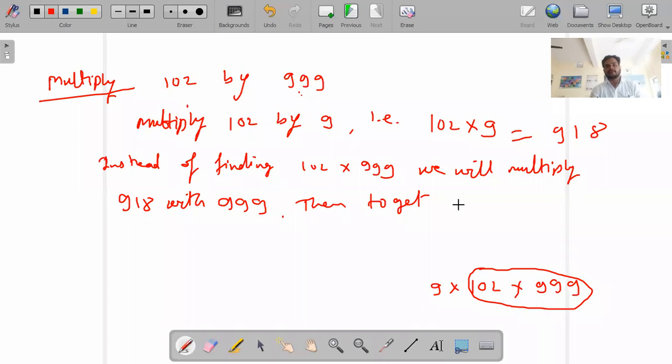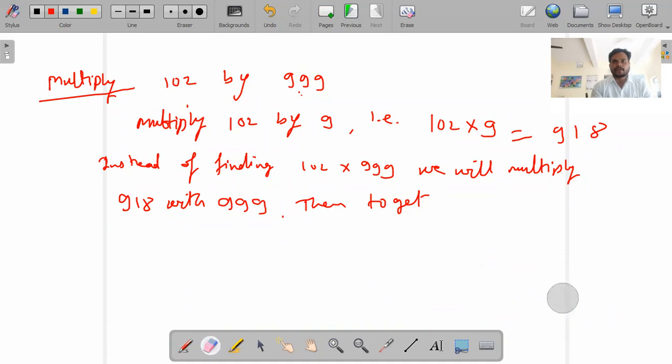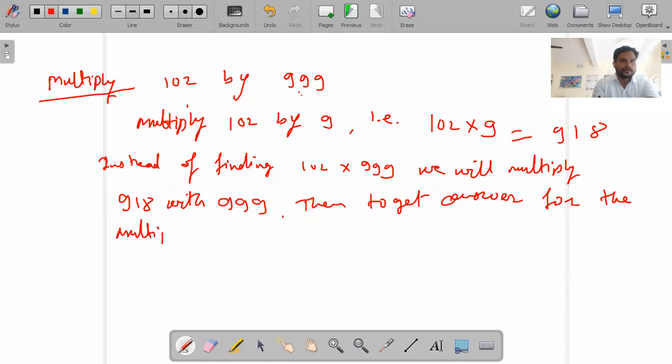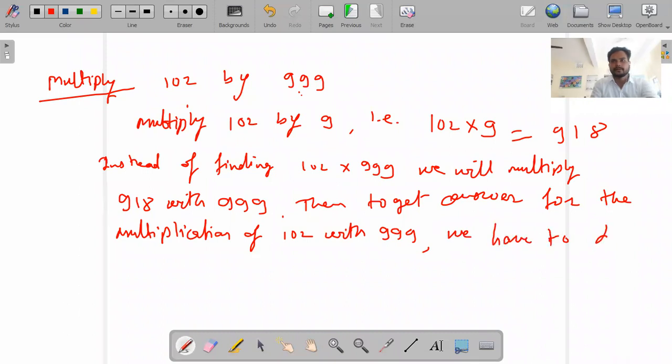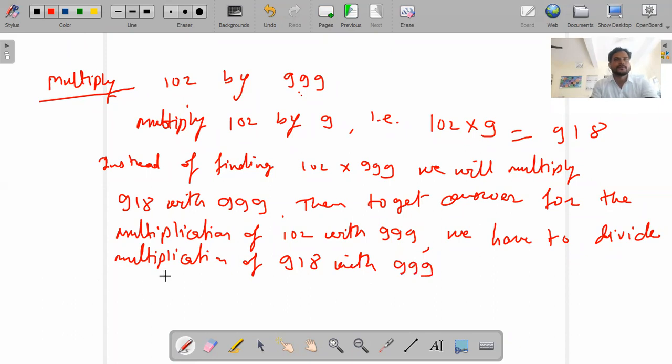Now, to get the original answer for the multiplication of 102 with 999, we have to divide the multiplication of 918 with 999 by 9. Okay, do the multiplication now.